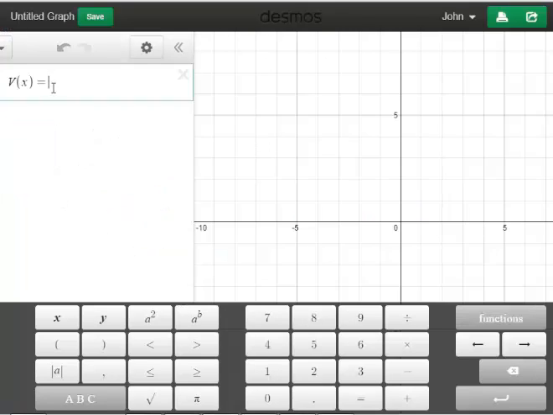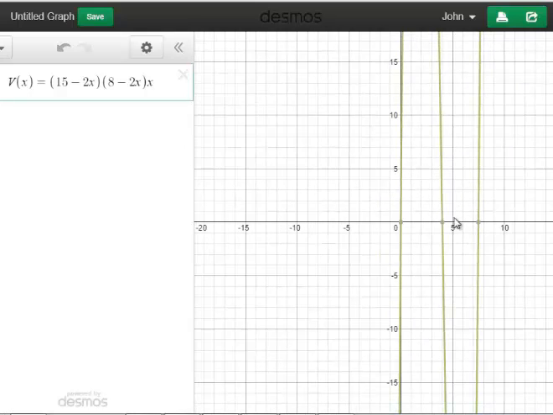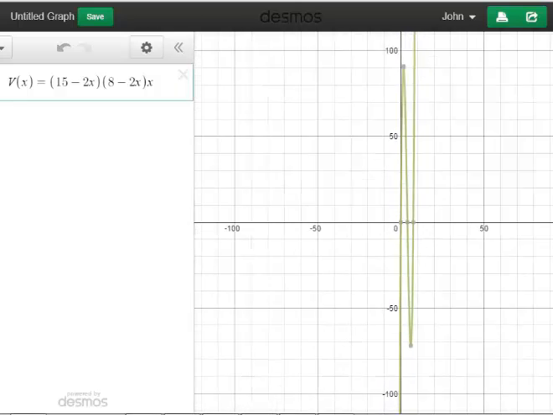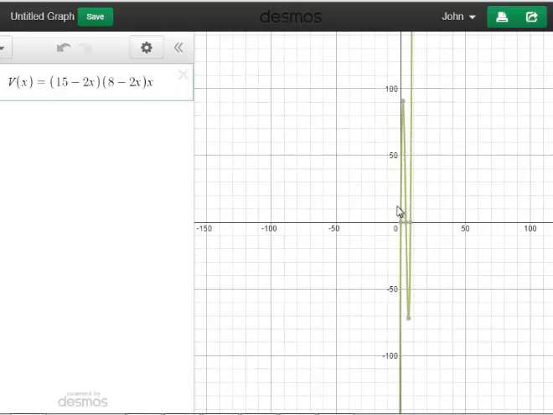Okay folks, so I'm back and I remember the formula. So I'm going to put in volume as a function of x is equal to, the first part was 15 minus 2x, the second part, the width, was 8 minus 2x, and the height was x. If I zoom all the way out, I can see I have a crazy looking function. So I've got to change my window settings.